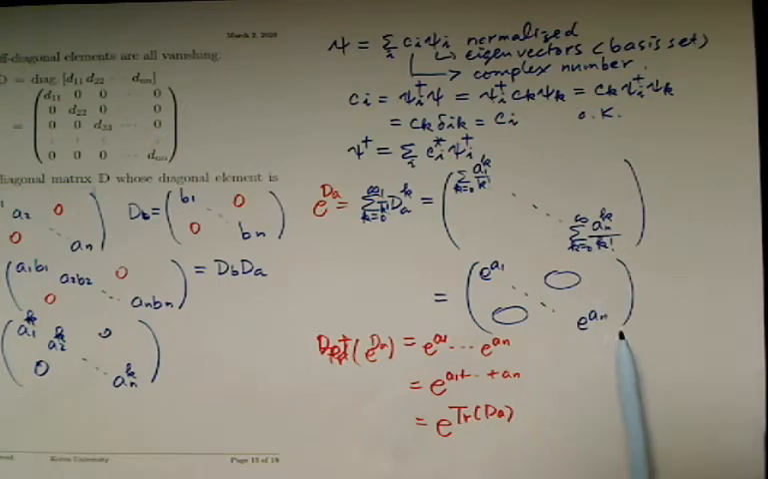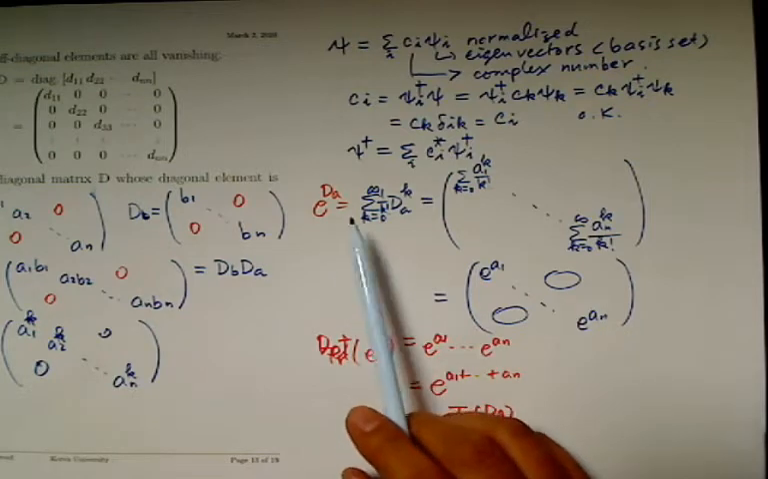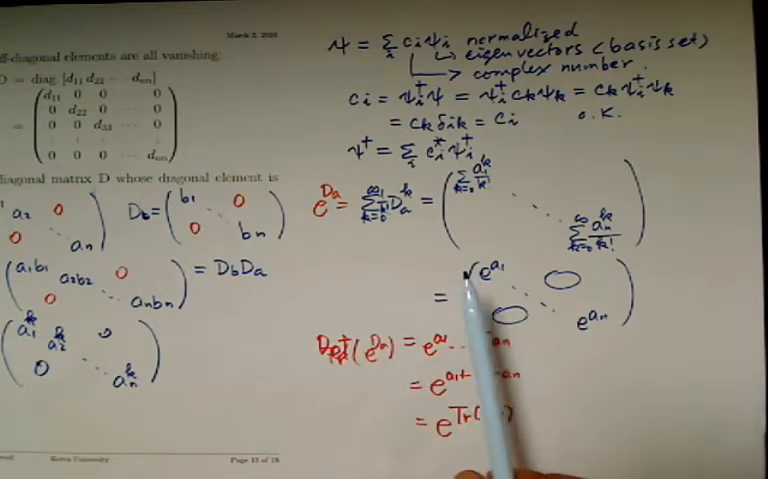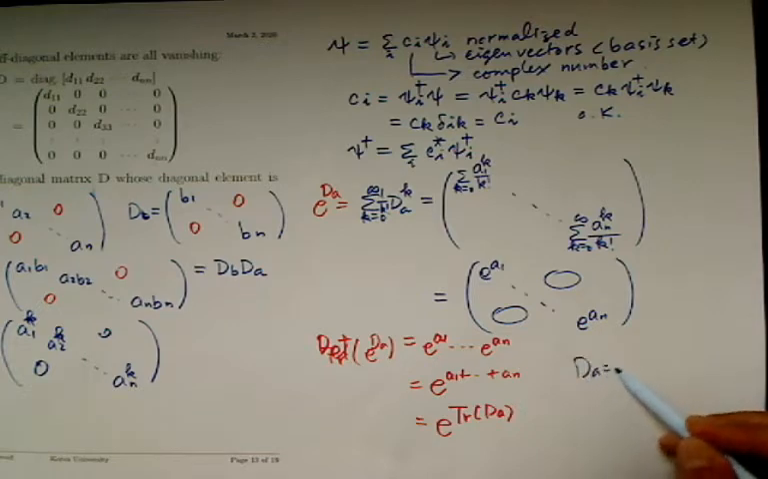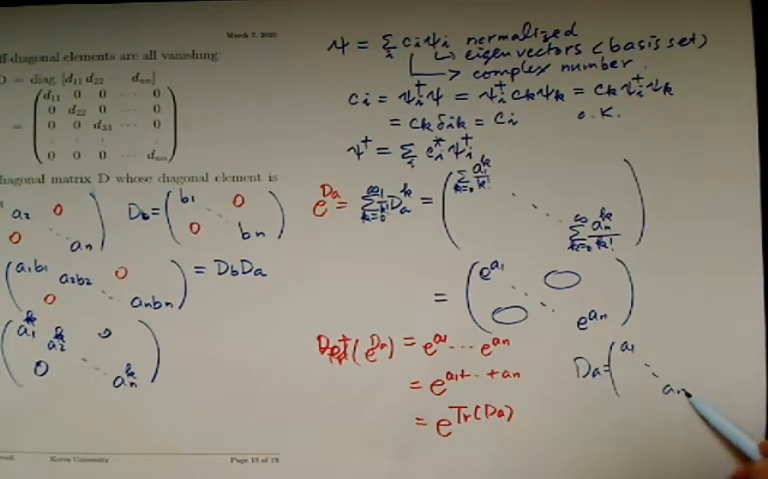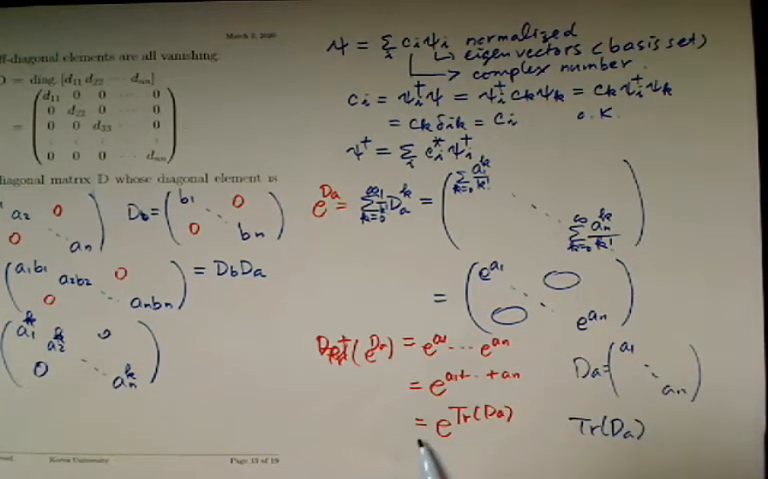In addition, the determinant of this exponentiated diagonal matrix is just a product of these diagonal elements. The product of these is just numbers, so I can apply the law of exponents, which is just addition of exponents. If I add all these exponents, because dA is A1 to AN, the sum of all these elements is just the trace of dA. Therefore, it becomes e to the trace dA.